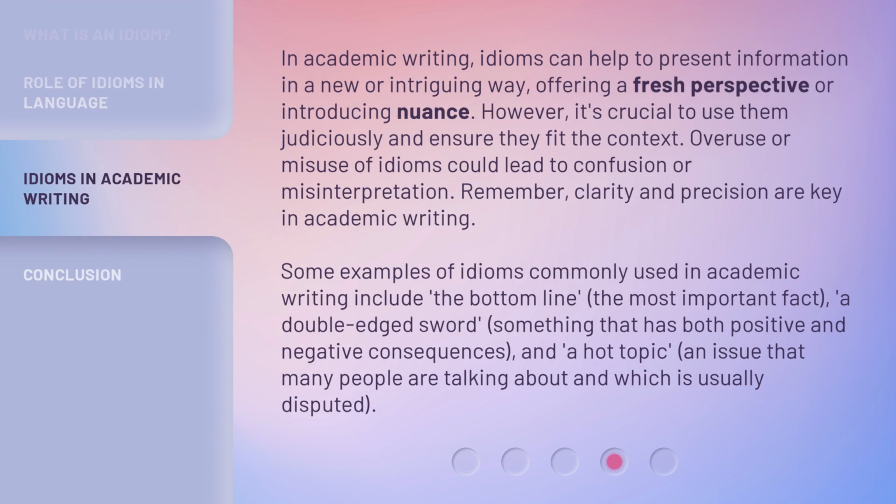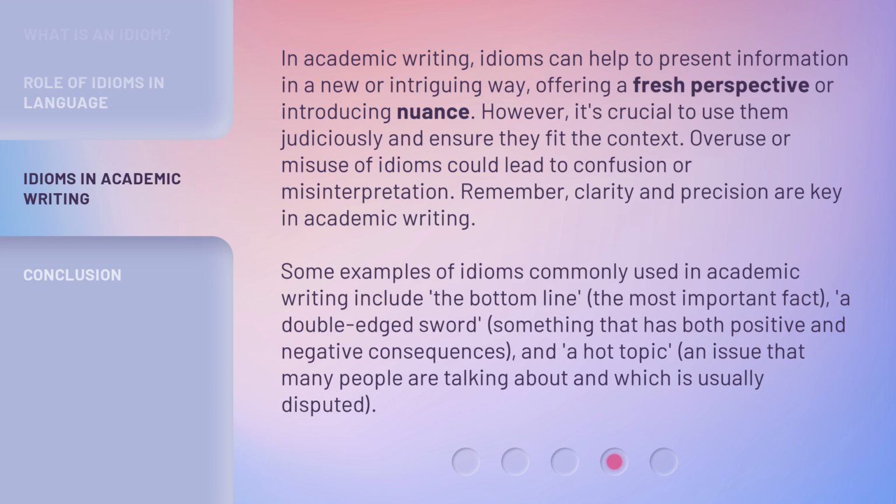In academic writing, idioms can help to present information in a new or intriguing way, offering a fresh perspective or introducing nuance. However, it's crucial to use them judiciously and ensure they fit the context. Overuse or misuse of idioms could lead to confusion or misinterpretation. Remember, clarity and precision are key in academic writing.